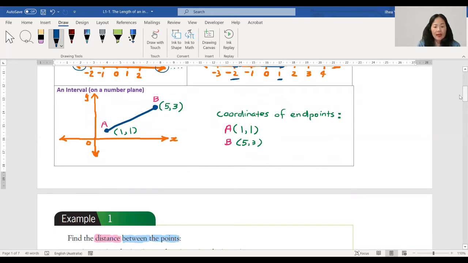So point A is (1, 1). So for example, here, that's 1, that's 1. And the point B, that's 5, that's 3. As you can see, this interval has 2 endpoints. One is (1, 1), the other one is (5, 3). That's what it means by coordinates of endpoints.